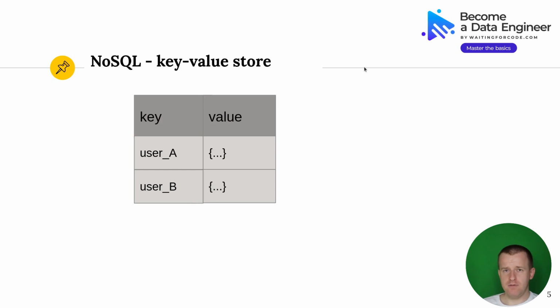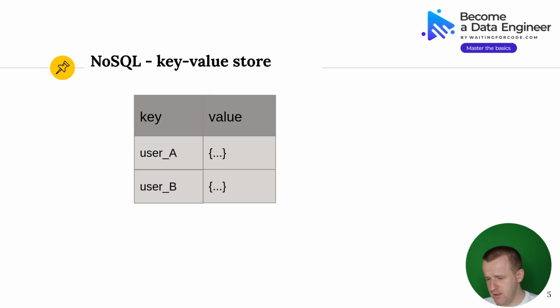The second type of data stores are NoSQL data stores, so not only SQL, and they are usually much more scalable, but they don't provide the same ACID guarantees, and they are not very suited for normalized data, meaning that you might need to denormalize it a bit. And the first type are key value data stores.